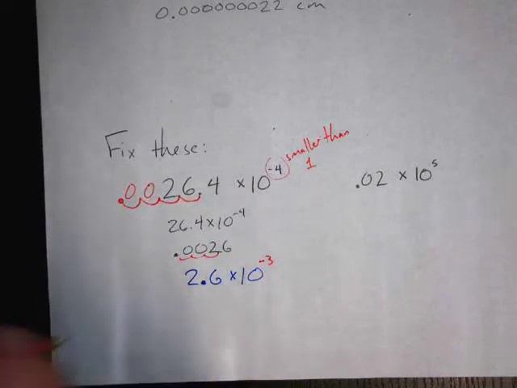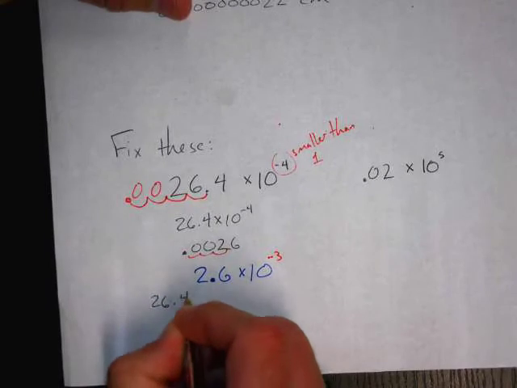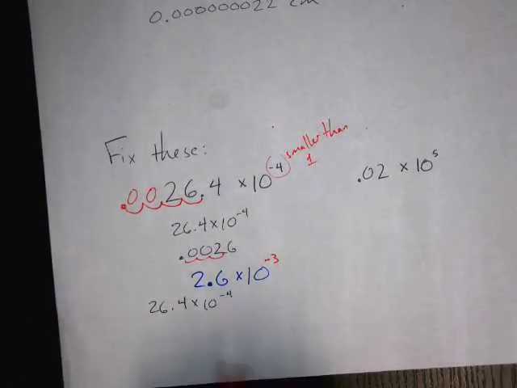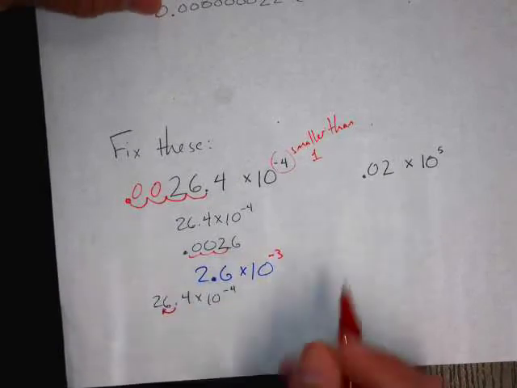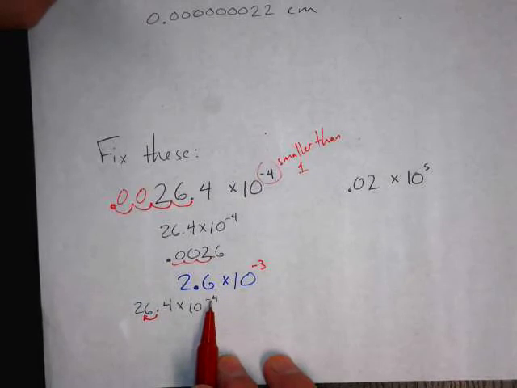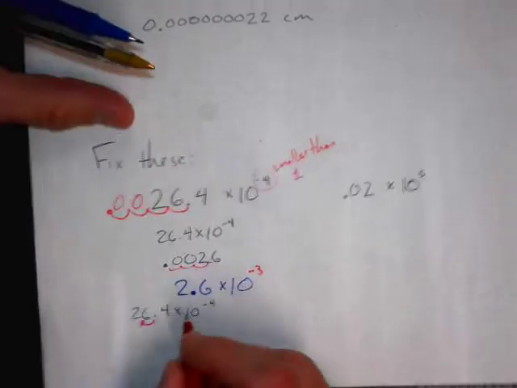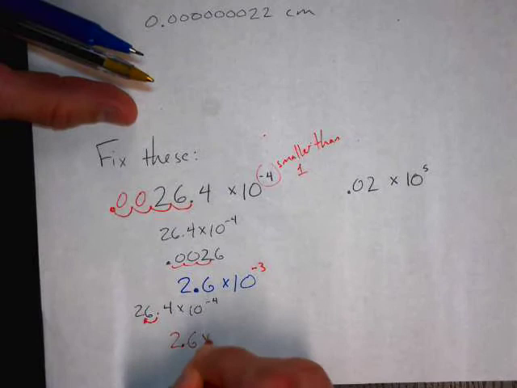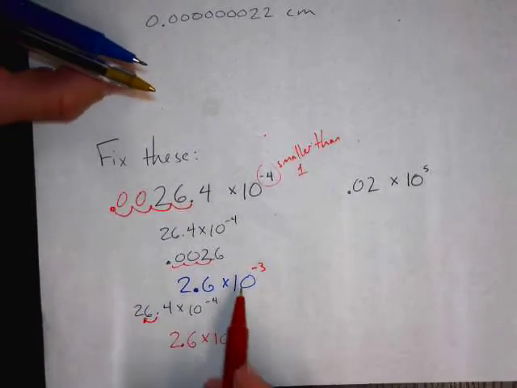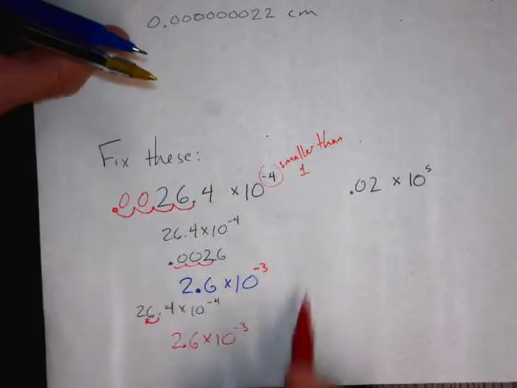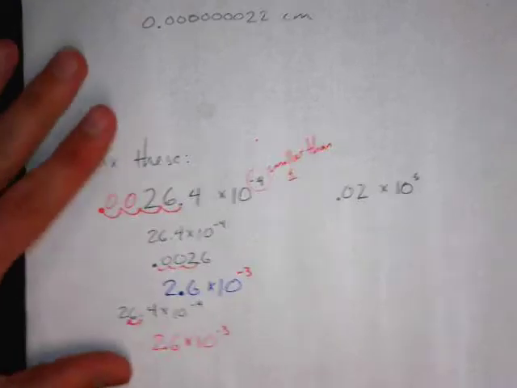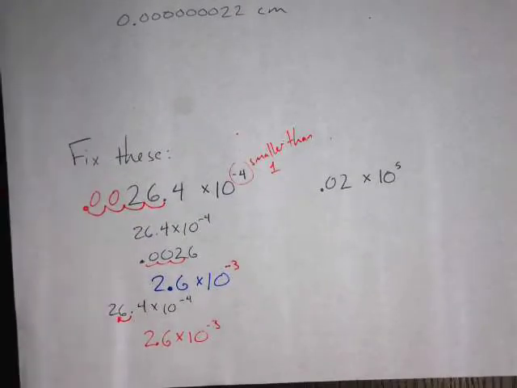So we took this number, 26.4 times 10 to the negative 4th power. We had to move the decimal 1 place to the left, and somehow the exponent increased by 1. It went from negative 4 to negative 3. So it's 2.6 times 10 to the negative 3. If you have a hard time with this fix, do exactly what I did. Turn it into the big, long extended number first, and then rewrite it into scientific notation.